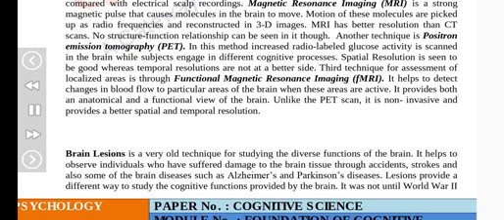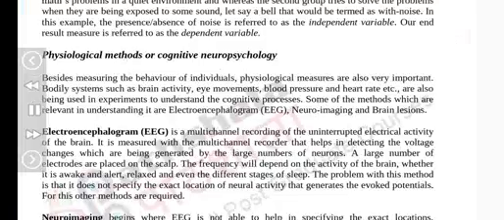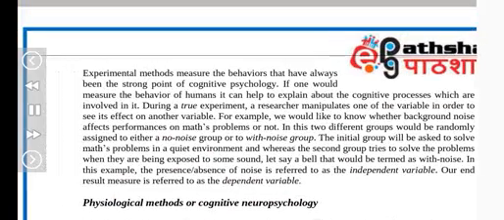Experimental methods that measure behavior have always been the strong point of cognitive psychology. If one measures the behavior of humans, it can help to explain the cognitive processes involved in it. During a true experiment, a researcher manipulates one variable in order to see its effect on another variable. For example, we would like to know whether background noise affects performance on maths problems or not.